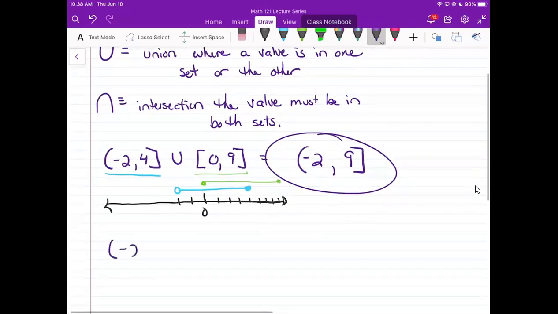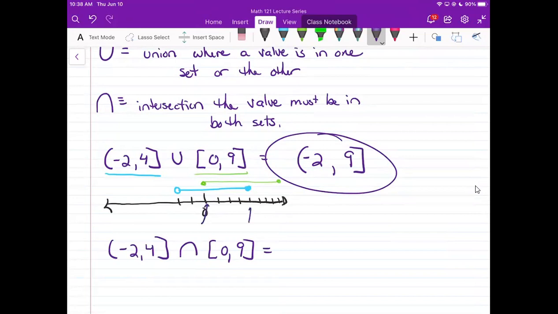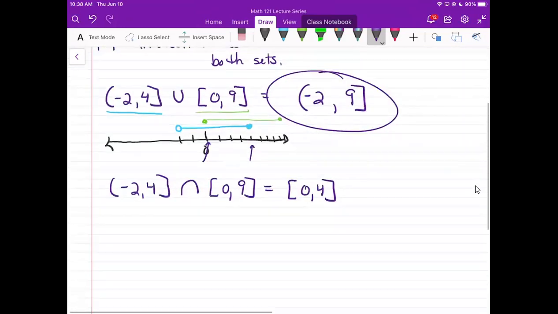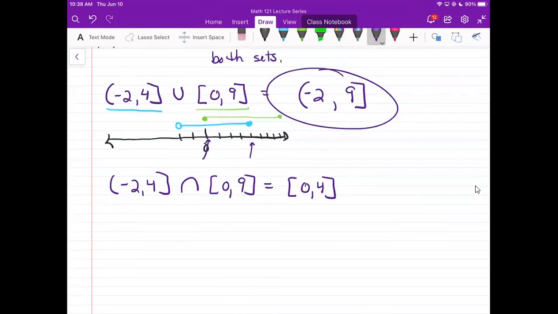If I took the same two intervals, but instead of the union, I looked at the intersection, notice this implies that they have to be both blue and green. And the blue and green overlap from 0 out to 4, both included. There are two special circumstances that sometimes happen. If we consider the two intervals, say from 3 to 4, not including 4, intersected with 4 to 9.